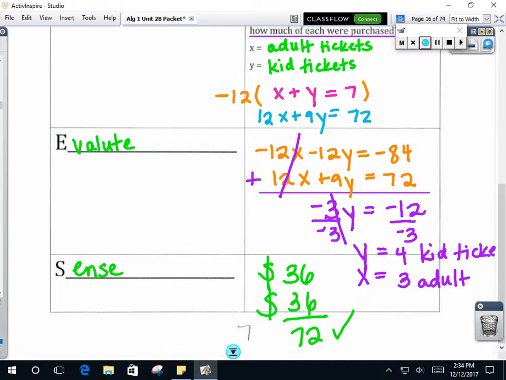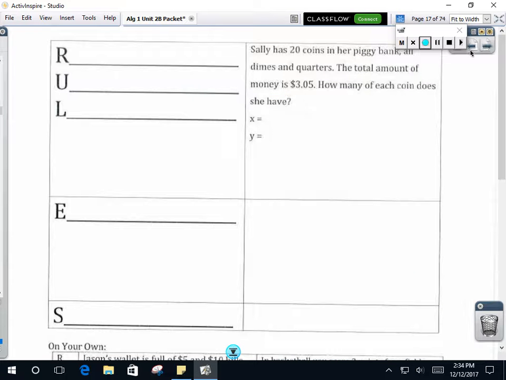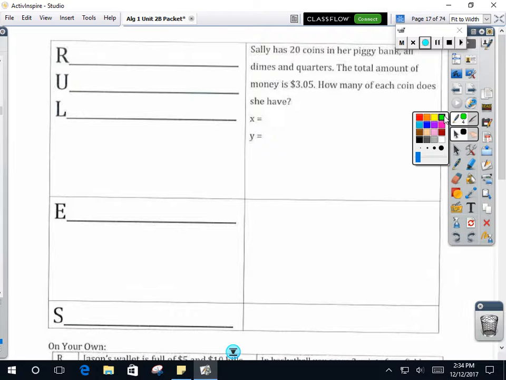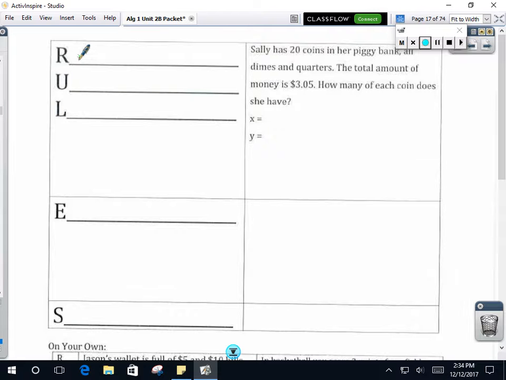Okay, now we're going to do the next problem. You don't have to write this again. I'm just writing it for teaching purposes. What's the R represent in rules? Read the problem. Okay, hold on. So let's read the problem.